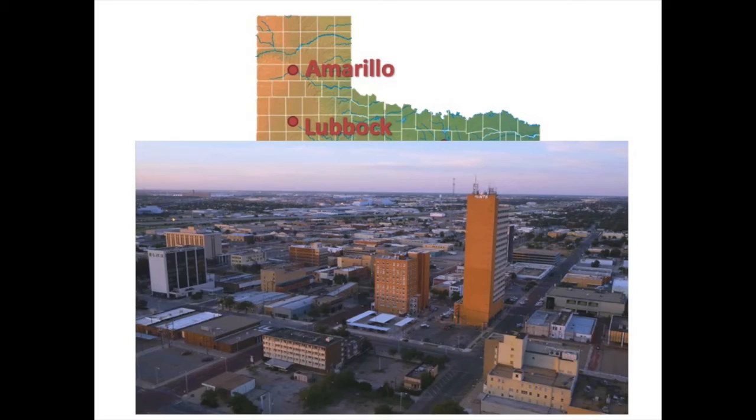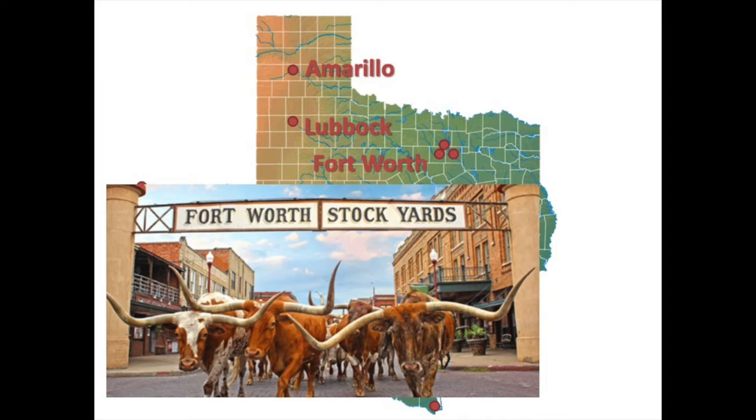Starting up in the panhandle and moving down south through the state, we're going to start with Amarillo. Amarillo. Your flat hand is weak and to the side. Your dominant hand is an A and it wiggles away. Amarillo. Just south of that is the city of Lubbock. It's an L, taps at your temple, palm out. Lubbock.